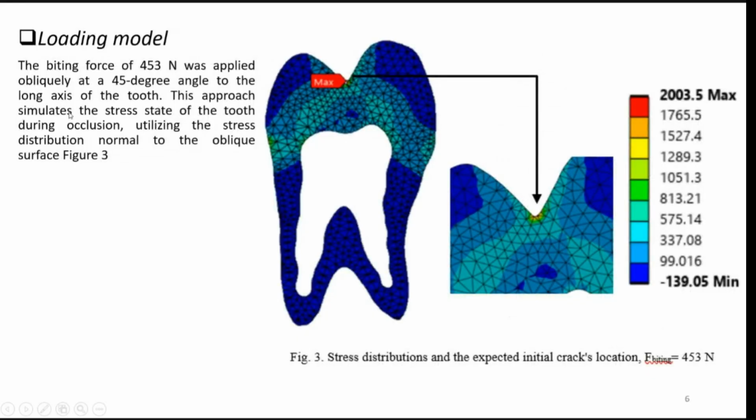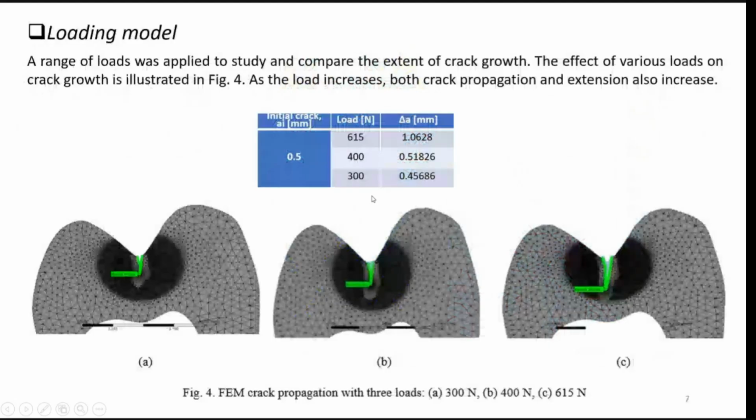Loading model. The biting force of 453 Newton was applied obliquely at a 45-degree angle to the long axis of the tooth. This approach simulates the stress state of the tooth during occlusion, utilizing the stress distribution normal to the oblique surface. This point is the maximum stress, and at this point the crack will initiate.